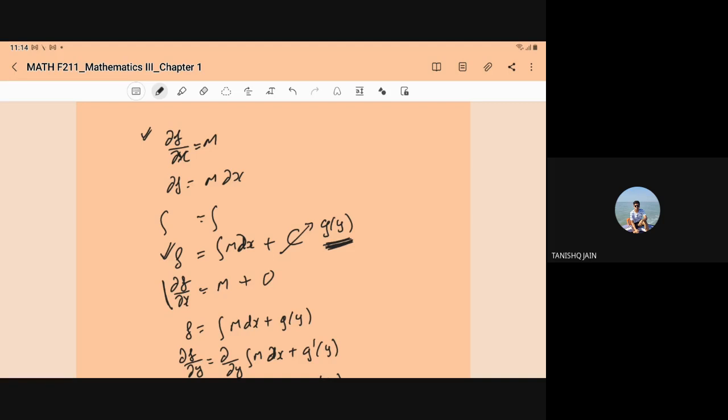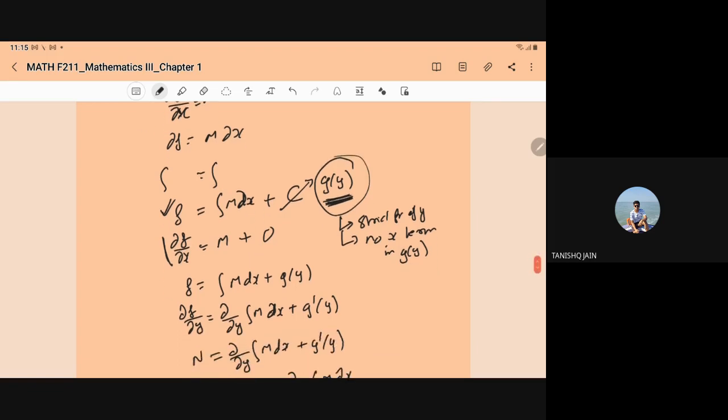Del f by del x is equal to m plus 0, because there is no term of x. It is a strict function of y. So there is no x term in g(y). There is no x term in g(y), so its differentiation will be 0.